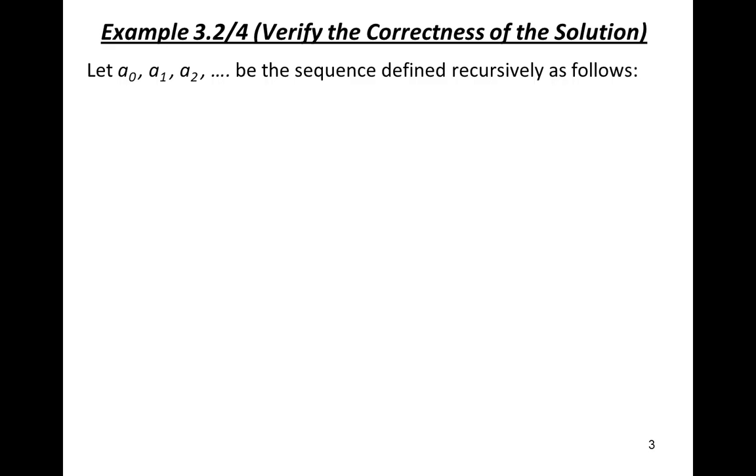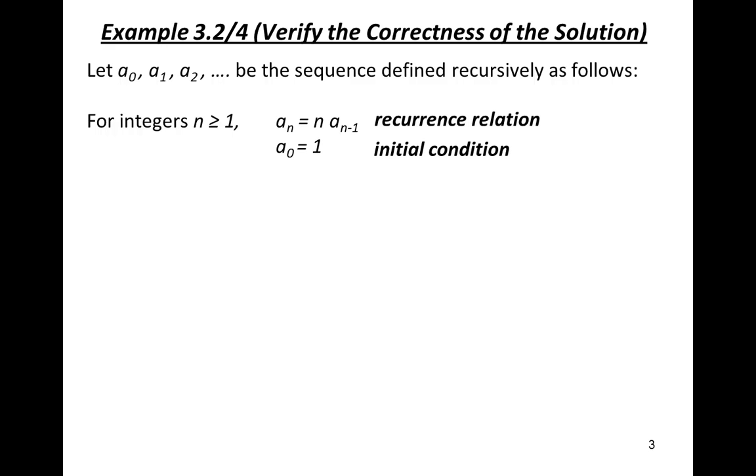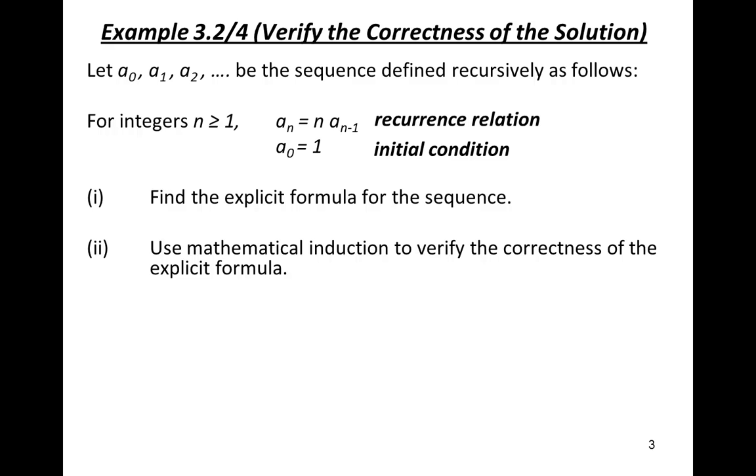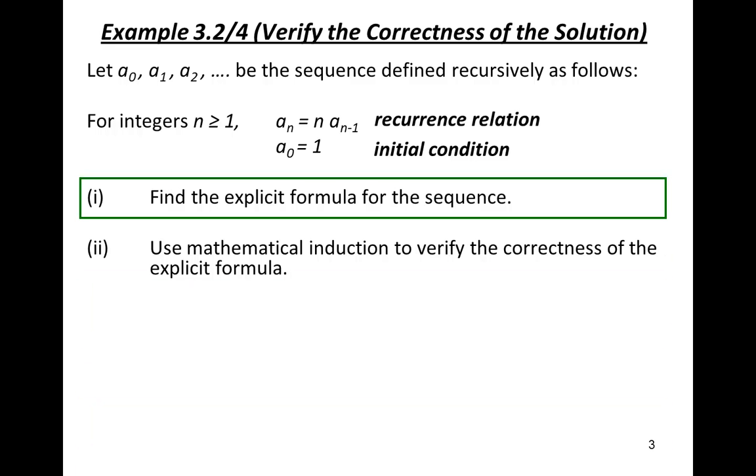In this example, a sub 0, a sub 1, a sub 2, etc. is a sequence defined recursively by a sub n is equal to n times a sub n minus 1 for n greater than or equal to 1, with the initial condition a sub 0 equal to 1. We are to find the explicit formula and to use mathematical induction to verify the correctness of the explicit formula. Let's start with part 1.